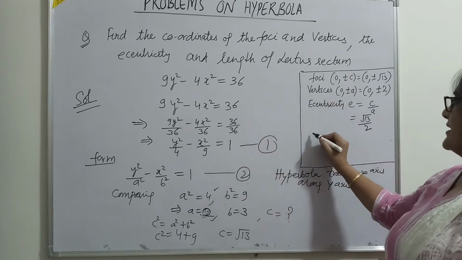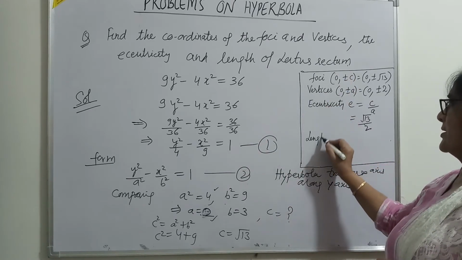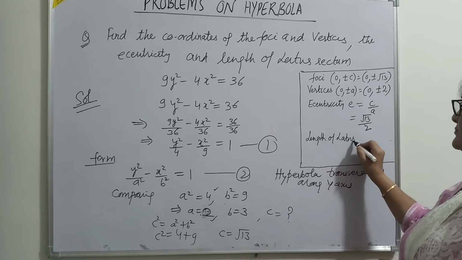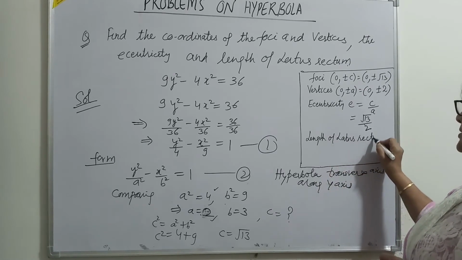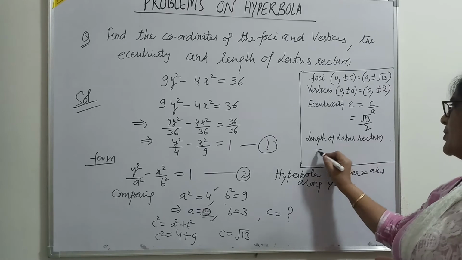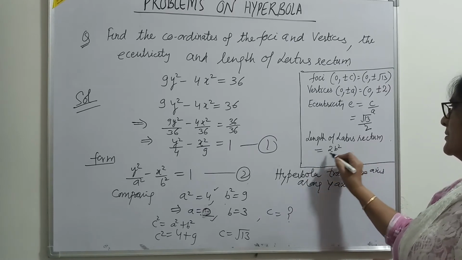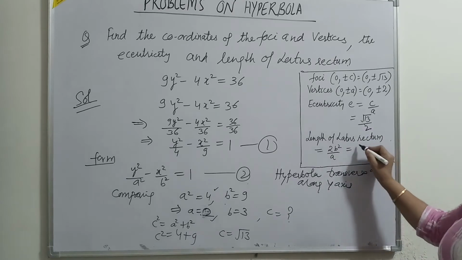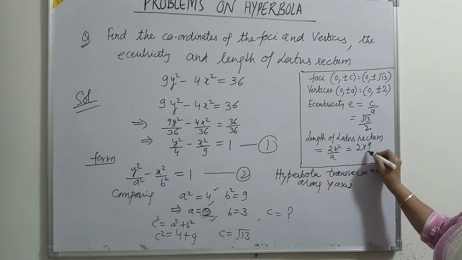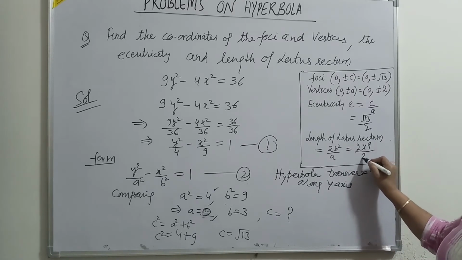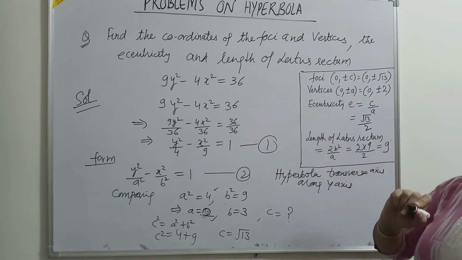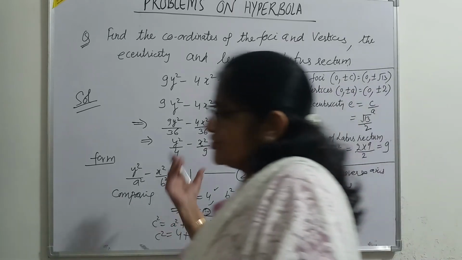Now, the length of the latus rectum. The length of the latus rectum is 2b square upon a. What is b square? b square is 9 and a is 2. So the length of the latus rectum is 9. So, the question is solved.